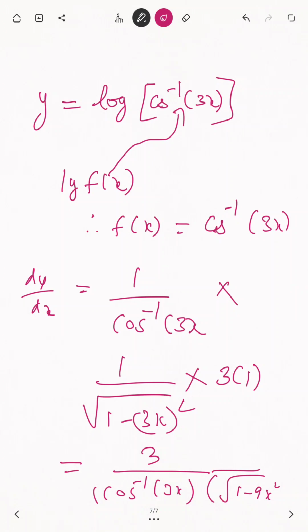1 by function, 1 by cos inverse 3x into differential of same function. Same function, inverse function we have to differentiate. How will you differentiate cos inverse 3x? Apply the formula. What is the formula for cos inverse x? 1 by root of 1 minus x square, 1 minus 3x whole square into differential of angle 3. Then the overall result is 3 by cos inverse 3x by 1 minus 9x square.